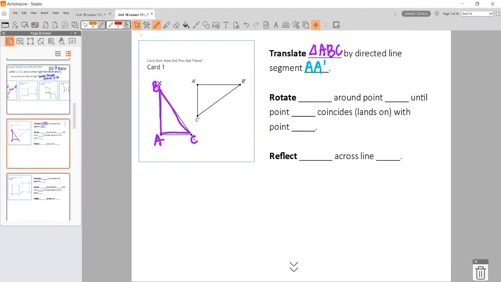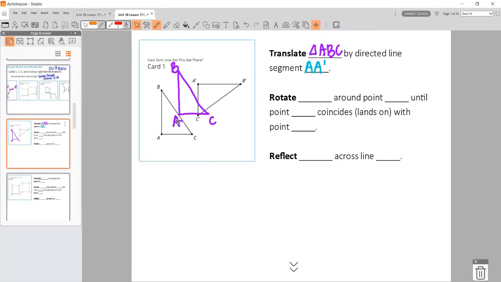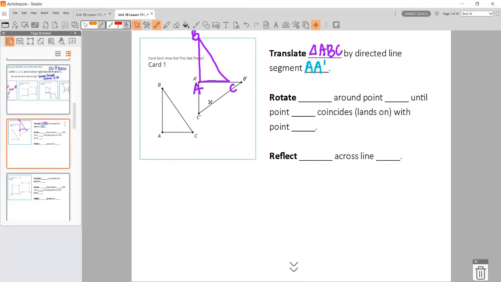Okay, so I'm going to take triangle ABC, and I'm going to move it on directed line segment from A to A prime. So it will move from A to A prime. So I took the whole triangle and moved it along directed line segment A to A prime, and that matched up point A and A prime. So now we can see that the triangle isn't all the way on its image.